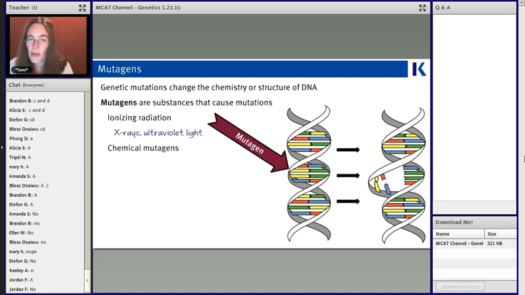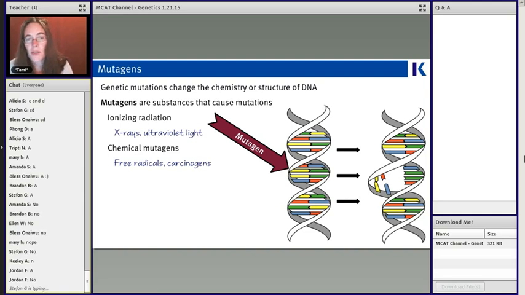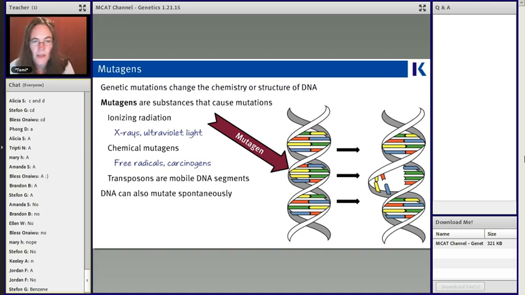Chemical mutagens, which we expose ourselves to more and more every day. So these are things that can be free radicals. These are things that are carcinogens. There are other ways that this could happen. We could have transposons. Transposons are DNA segments that can move, so they're mobile DNA fragments. We also have spontaneous mutation. Sometimes we have problems with the proofreading of our DNA polymerase. Mistakes happen. But we do have good repair mechanisms. They're not perfect, but they're good.